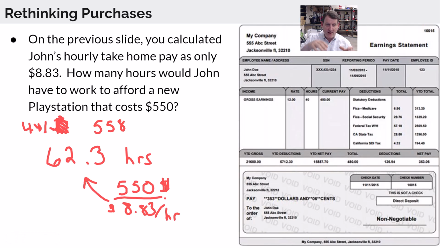Now, as you're thinking about this, that's a lot of hours. You might think that seems really high, but that is the right one. It's more reasonable than any others we came up with, so it must be the right answer. And you're right, that's a lot of hours. That might be motivating for John to think, hey, is working for a week and a half for a PlayStation worth it or not worth it? Your choice is always.